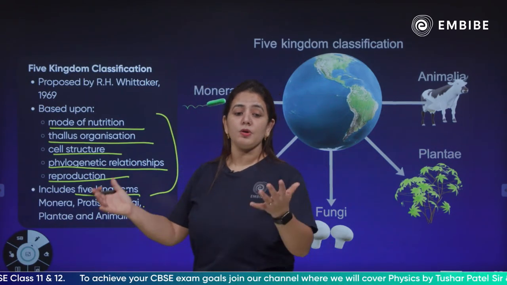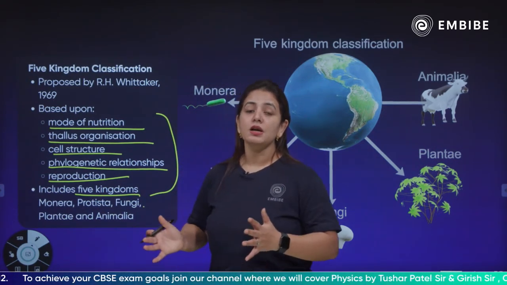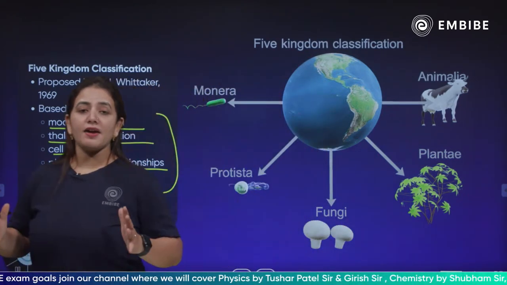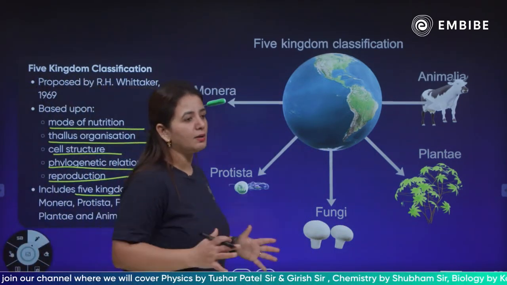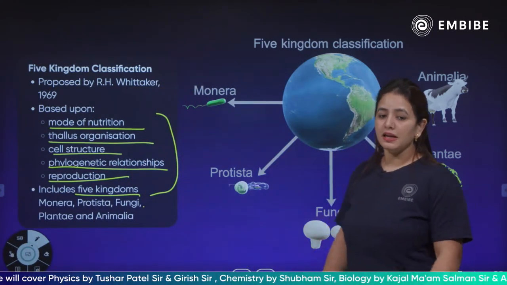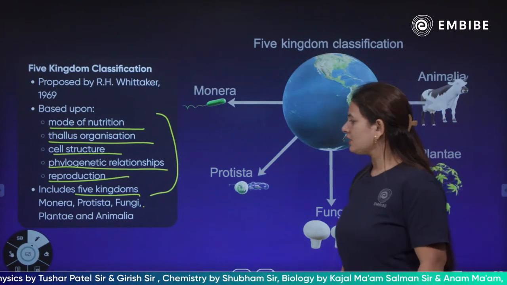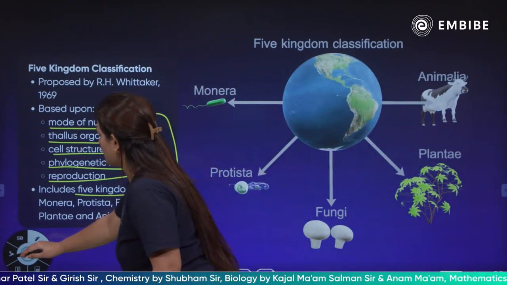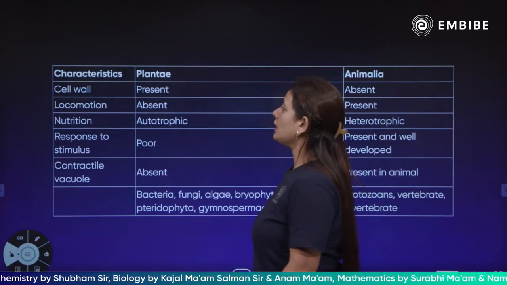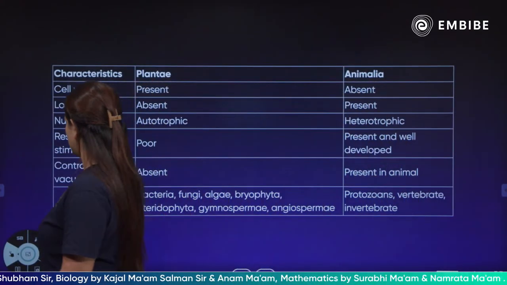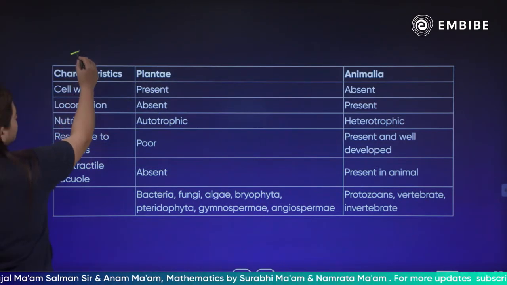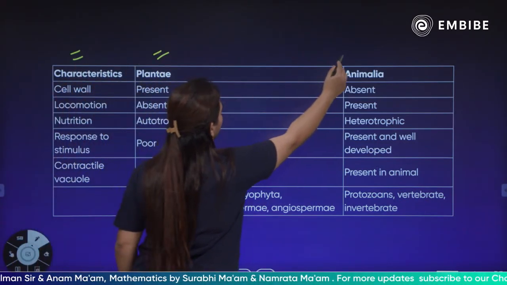Even now we only talk about the five kingdom classification because it was so advanced, so considerable, everything was covered to learn how classification is done. Let's see next what are the bases we are going to study about the five kingdom classification. Next we talk about the characteristics in the five kingdom classification, the characteristics of Plantae and Animalia.